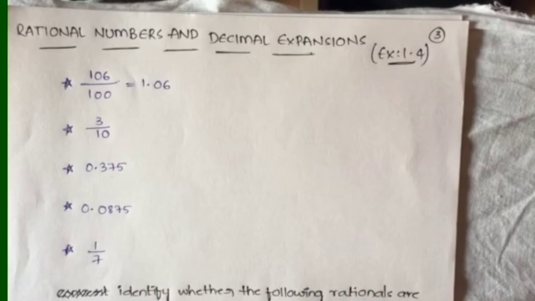Hello everyone, in this video we are going to learn rational numbers and their decimal expansions. In the previous video we learned how to prove that root 2 is an irrational number, and the fundamental theorem of arithmetic and all. This is going to be the last video of chapter 1.